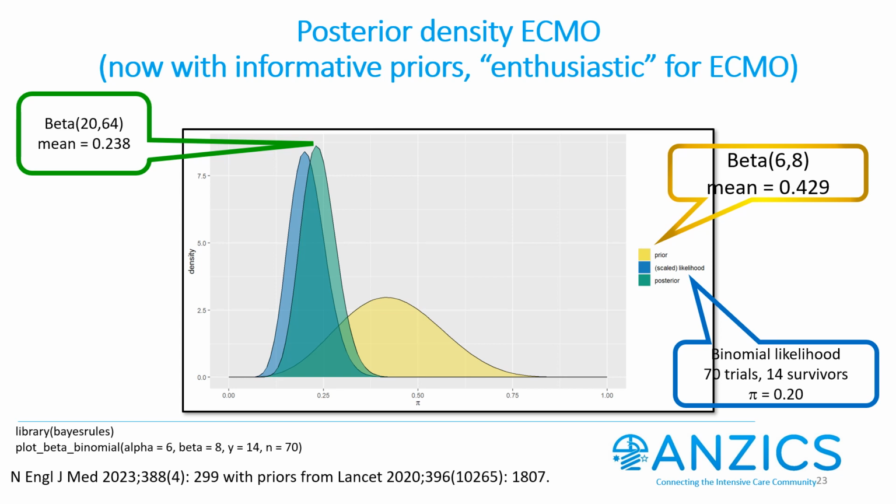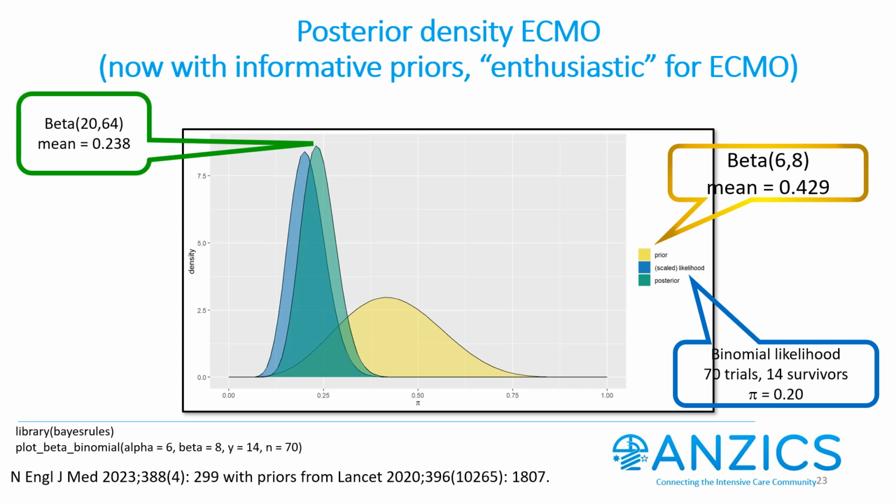Now, here we go with the enthusiastic data from the Lancet added to the New England Journal data. And this is in the ECMO group. And you'll see that big yellow curve there is the enthusiastic prior that we get from seeing 6 survivors out of 14 people. Only 8 died, 6 survived. So that brings us up to nearly 50% average effect of this being good. And we add that relatively small, but now very enthusiastic prior to our other data. And you can see where the posterior is, and it's sitting at 23.8%. It's moved up a little bit because of that enthusiastic prior.